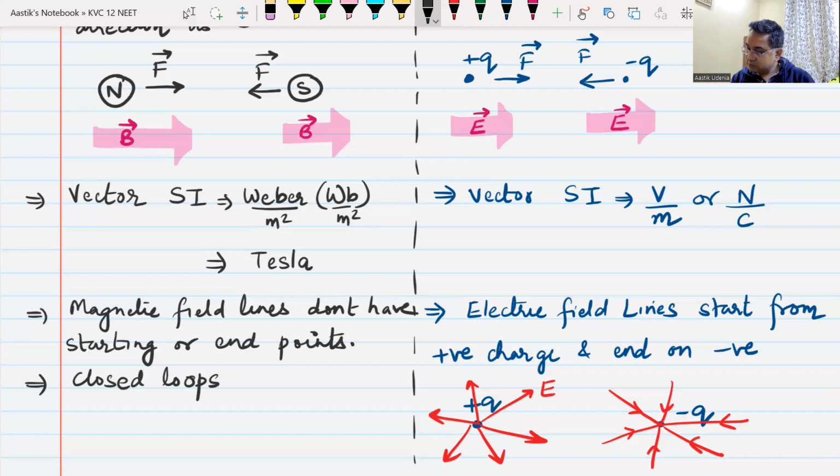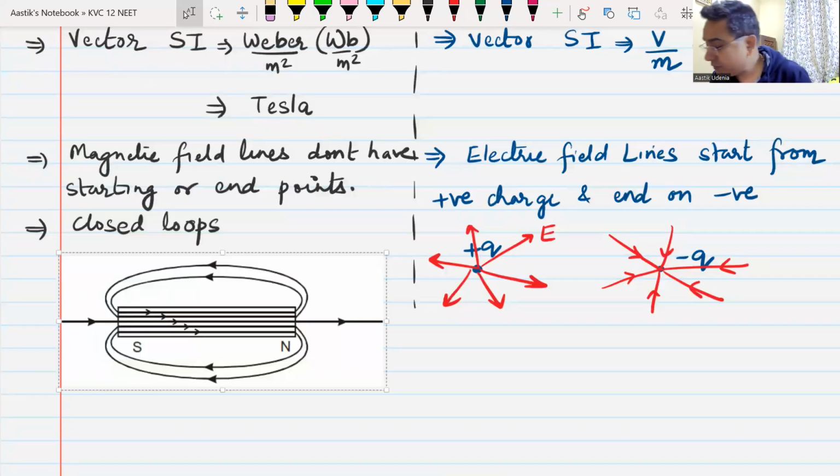What do you mean by closed loop? If I draw the magnetic field lines of a bar magnet, remember magnetic monopoles do not exist. So I cannot have one pole existing in this universe. It does not exist. This is how the magnetic field lines are there for a bar magnet. I hope you have seen this.